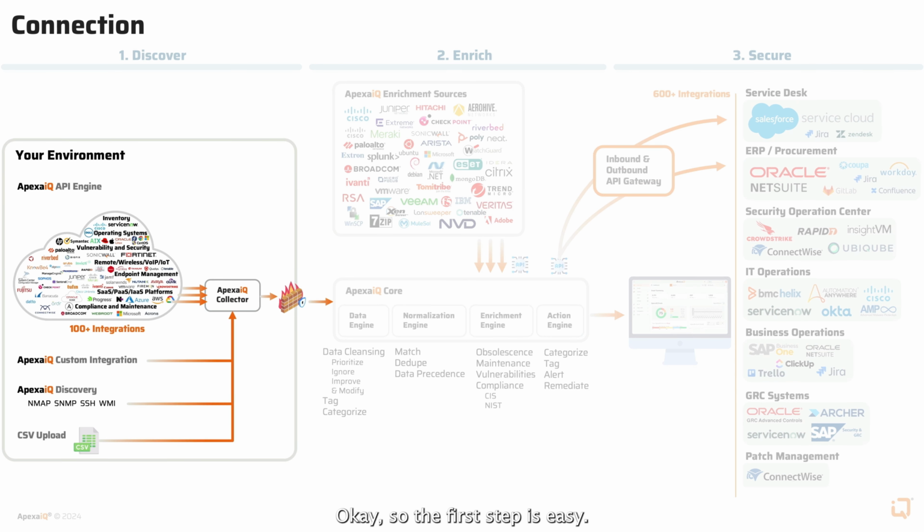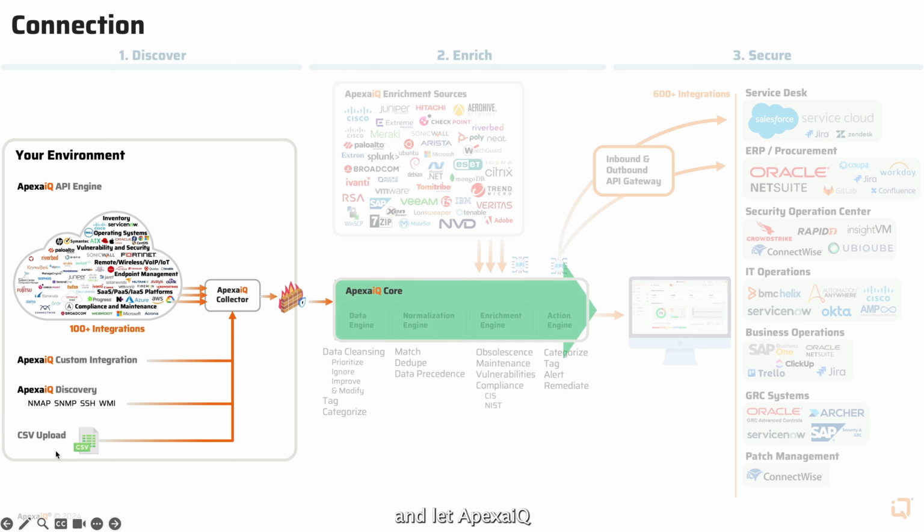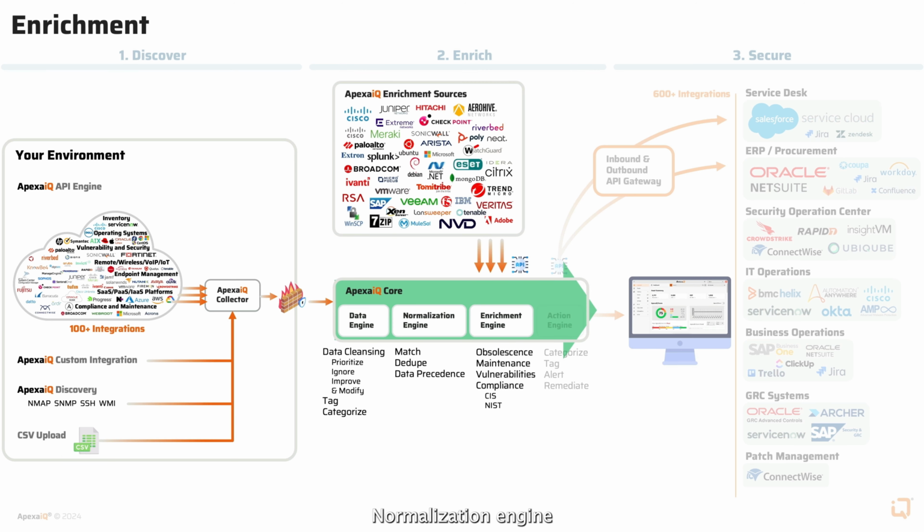Okay, so the first step is easy. Bring in your environment's data through Apexai's API engine or through Apexai's custom integrations that plug into any in-house solutions you may have built, Apexai's own discovery, or even via a CSV upload. And let ApexaiQ's data engine, normalization engine, and enrichment engine, all of which are customizable by the way, give you clean, deduped, and actionable data.